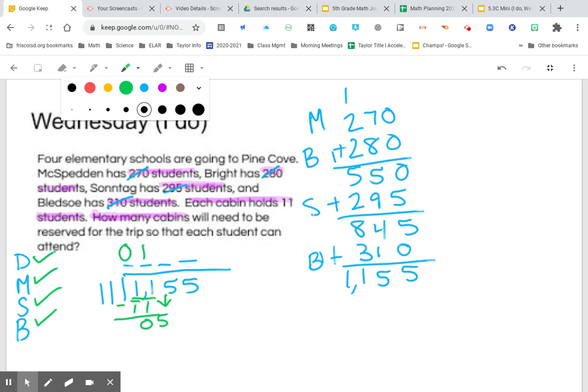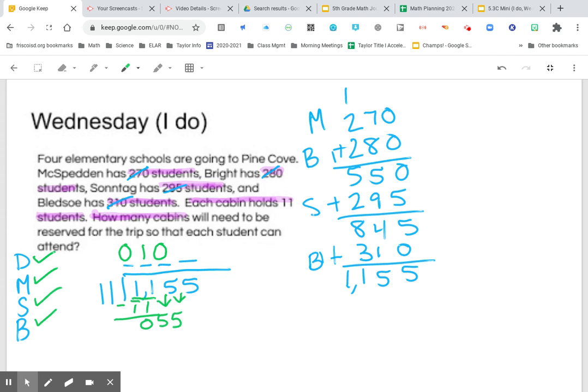So now I'm going to subtract 11 minus 11 is 0 and bring down my 5. So now I'm looking at 11 into 5. So 11 will not go into 5. 5 is smaller, so I'm going to place my 0 right here. And I'm going to go ahead and bring down my next number, my 5.